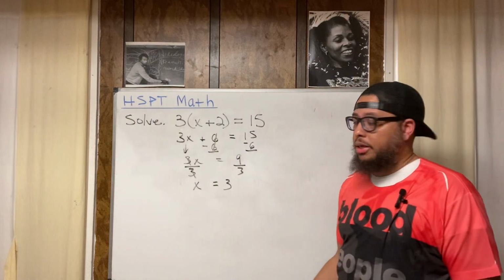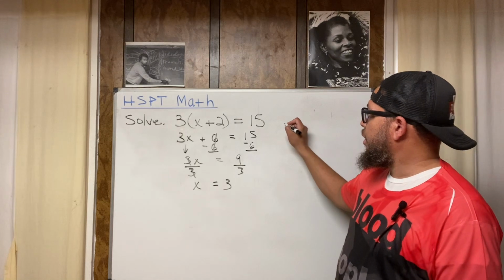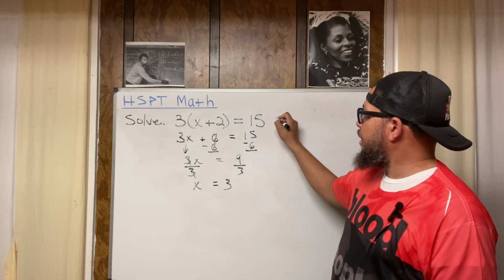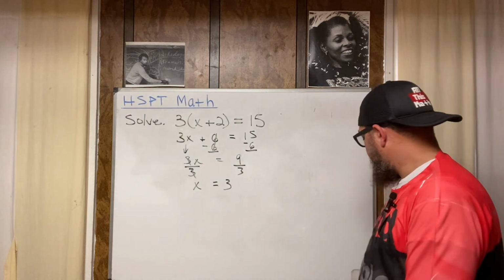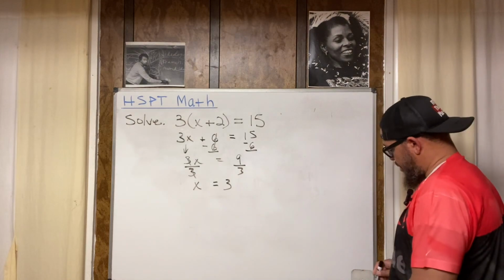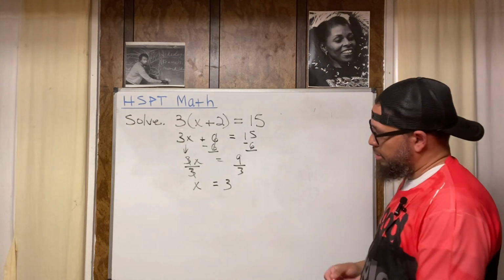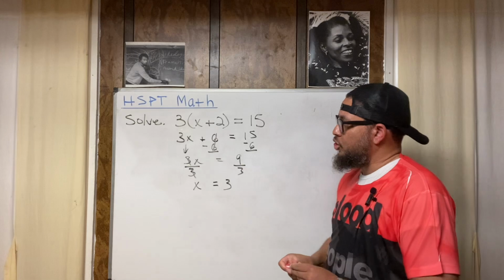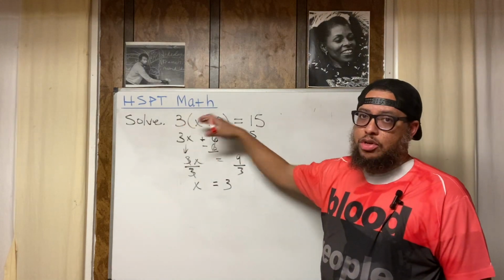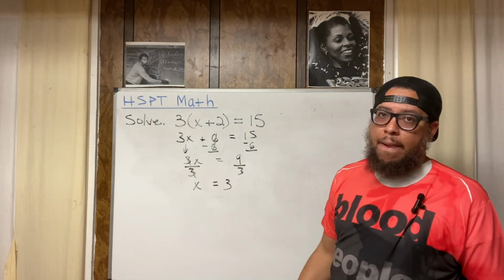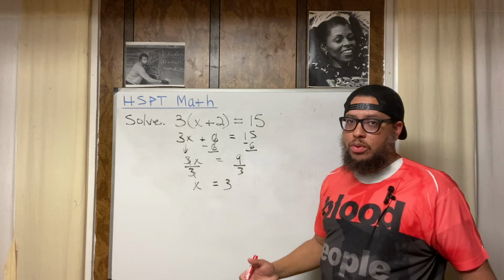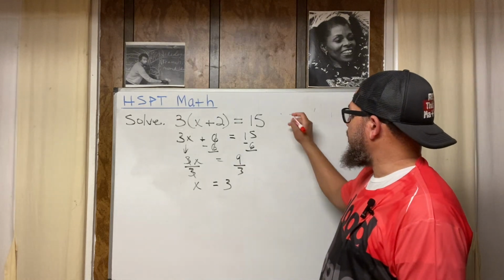Now, let's do it another way. I'm going to do the problem over again, except this time I'm going to write it over again in a different color. And instead of distributing the 3, I'm going to divide the 3 on both sides of the equation just to show you that we do have options. We don't have to just do the problem in one way.